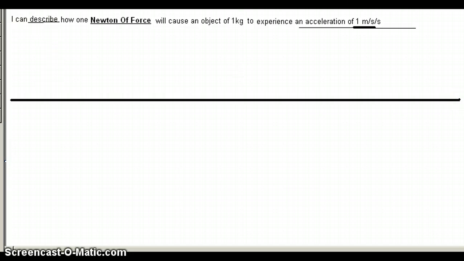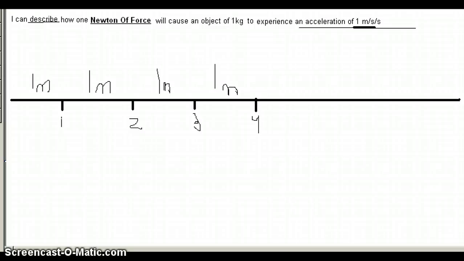Let's say you had a moving car, and that car moved at a constant rate of 1 meter per second. So this would be 1 second, 2 seconds, 3 seconds, 4 seconds, and so on. Now let's just say that there's an even amount in between each of these tick marks. One meter in between each tick mark or seconds. That means that the car is moving at a constant rate of 1 meter per second.